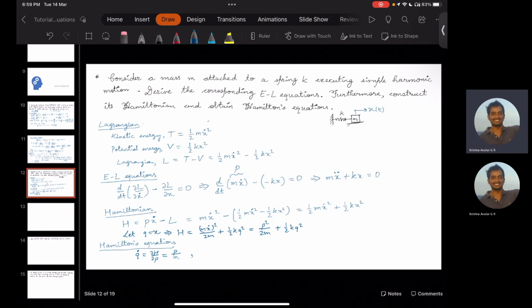And the second Hamilton equation is p dot is equal to minus del h by del q. So this gives us minus of, again, the 2q cancels, the 2 cancels out, so we'll have minus kq. Essentially, these are Hamilton's equations.